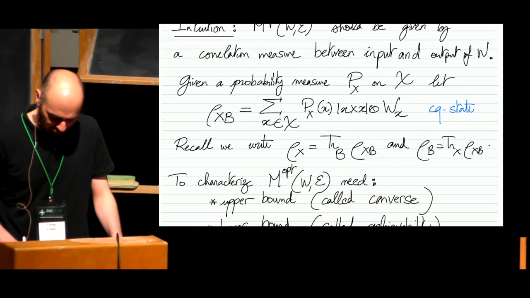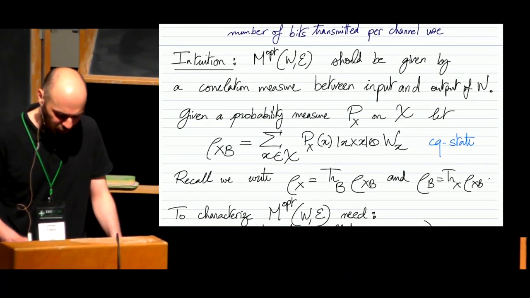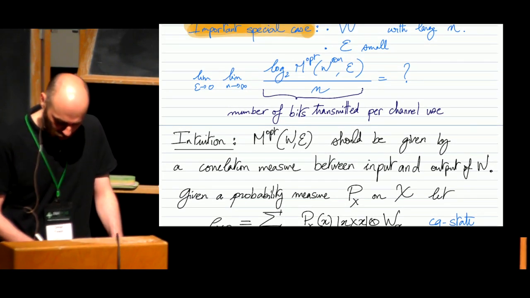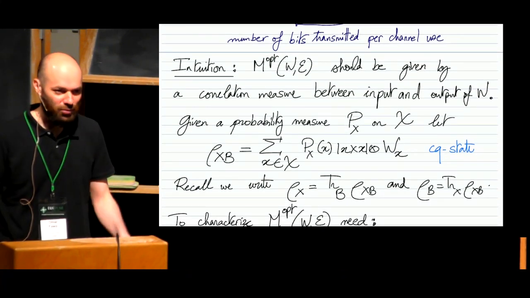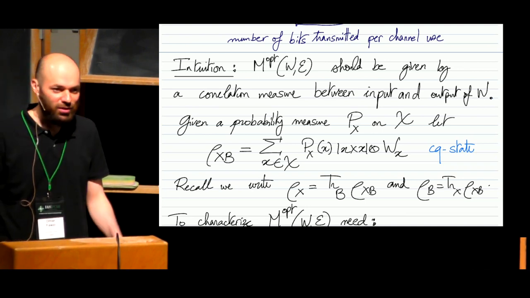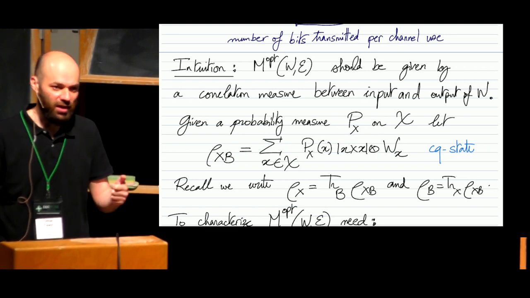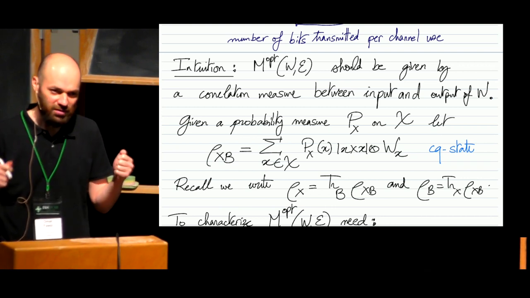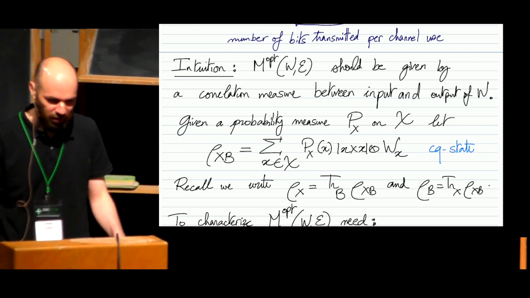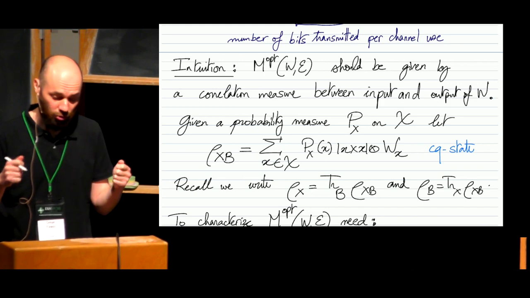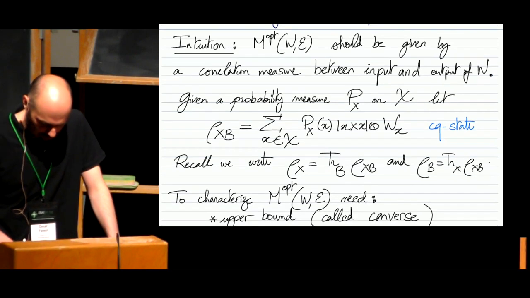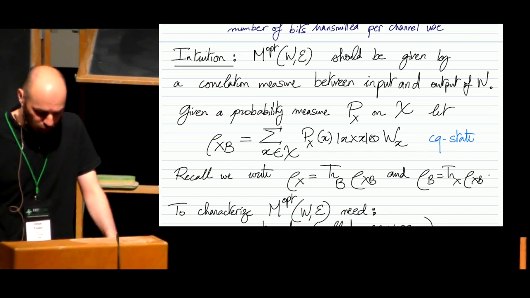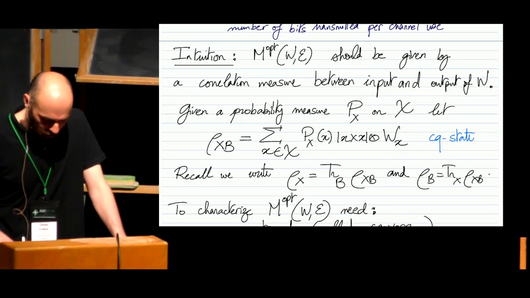Okay, so before getting into the actual quantities, let's think about the intuition of what should characterize this M opt. When is a channel good at transmitting information? We want to say that there is a good correlation between the input and the output. It doesn't matter if it renames the outputs or something like this, but what is important is that there is a good amount of correlation between the input and the output. The specific names of the outputs don't matter, but the correlations between the input and the output do.